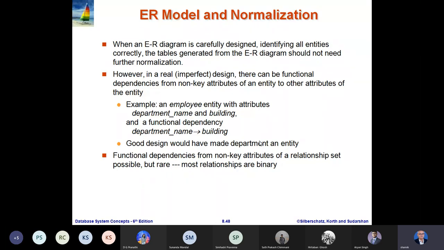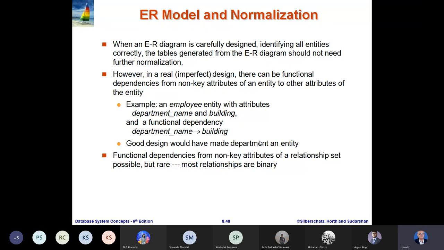Or if you have a correct model but your translation to the schema is not done correctly, then you might also not get the relations, the schemas, in an appropriate normal form, like BCNF, or you might have a multi-valued dependency, so not in fourth normal form, and so on. So if you have done everything correctly, you would not need any further normalization. That is something you have to understand.